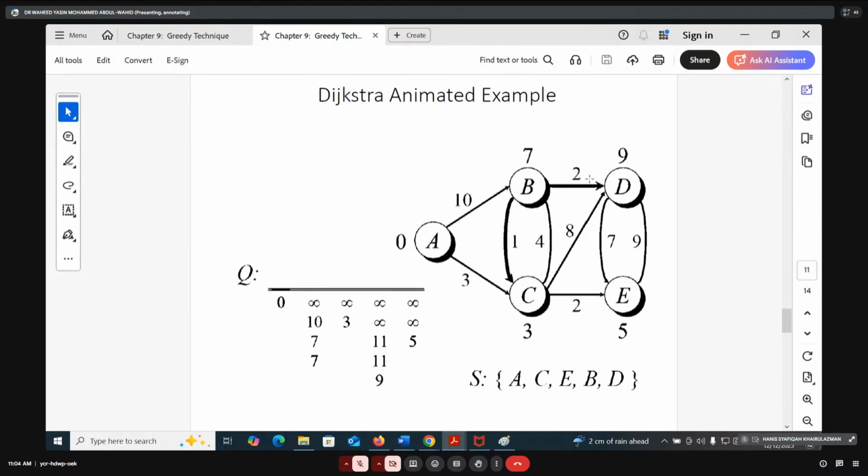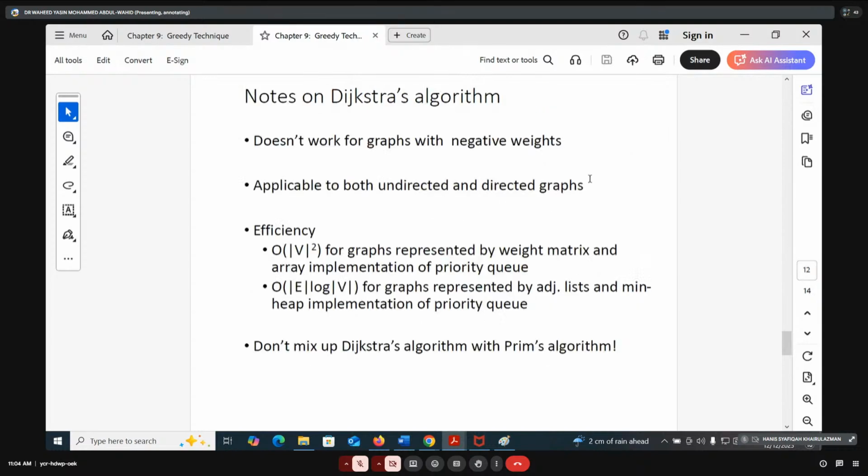Okay, this one that I give you is easier. Note that Dijkstra's algorithm does not work for graphs with negative weights. It is applicable to both undirected and directed graphs, but if there are negative weights, it will not work.